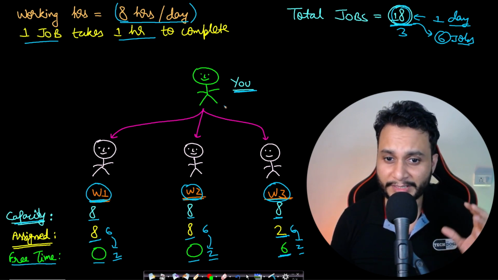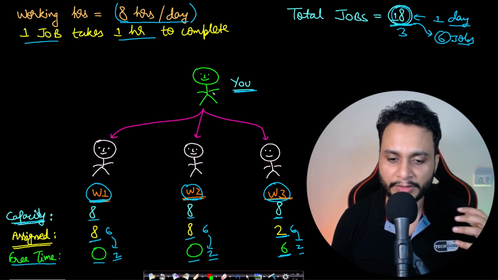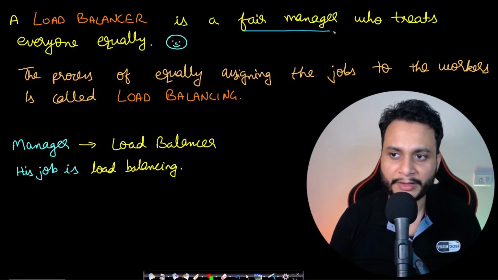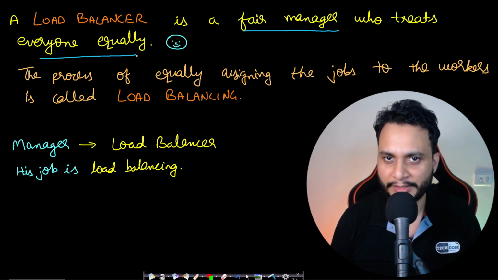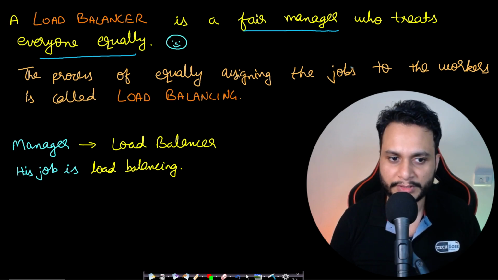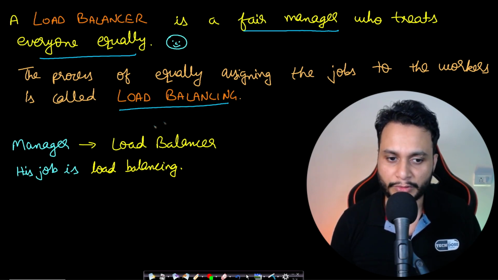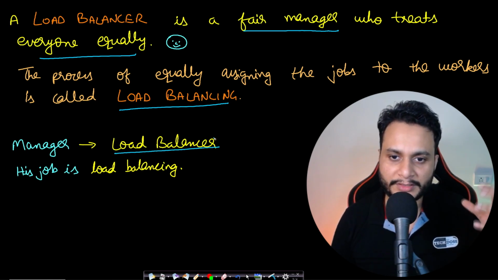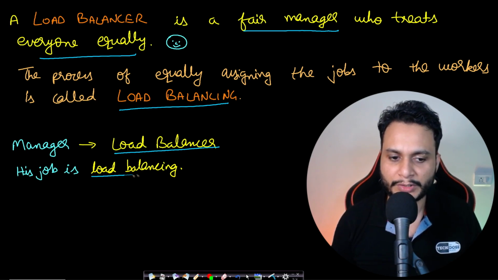Okay. Now in this case, you are the manager who is managing all the load assignment, that is, the job assignment. A load balancer is a fair manager who treats everyone equally, like you. And the process of equally assigning the jobs to the workers is called load balancing. So you are the manager and hence you are the load balancer, and whatever you are doing in such a way that you assign every worker an equal amount of load, that process is called load balancing.